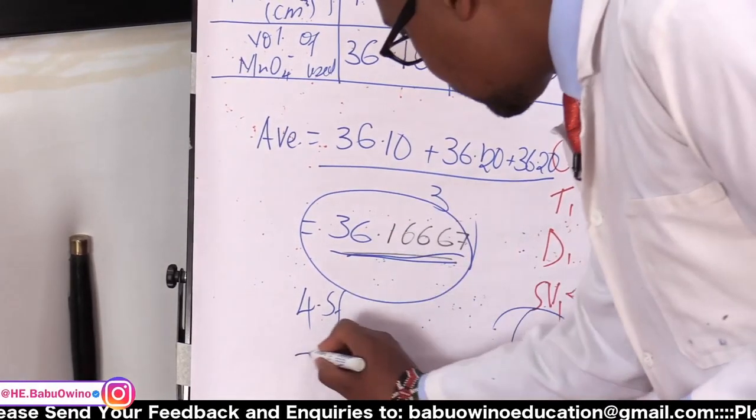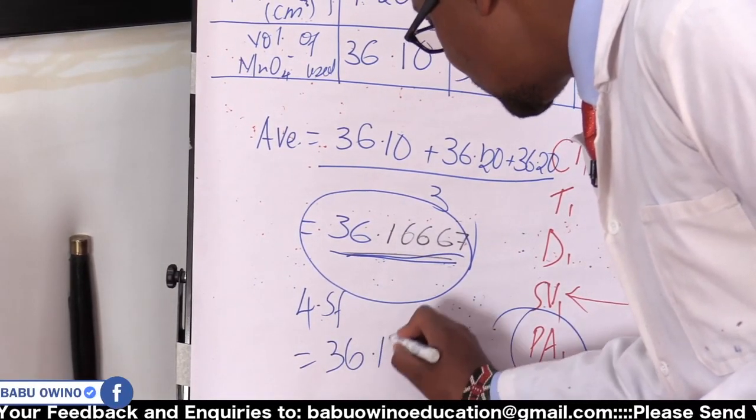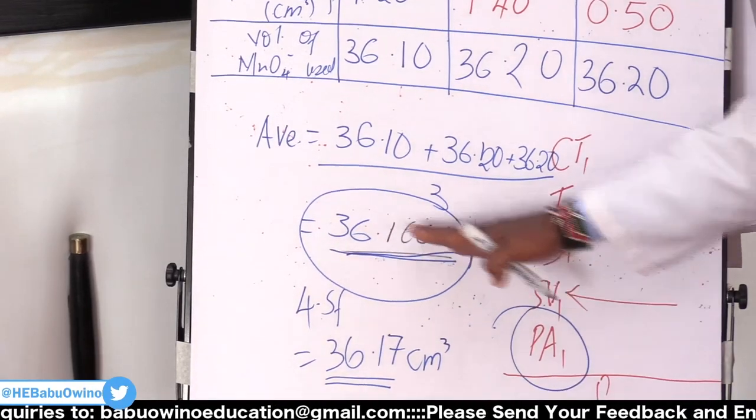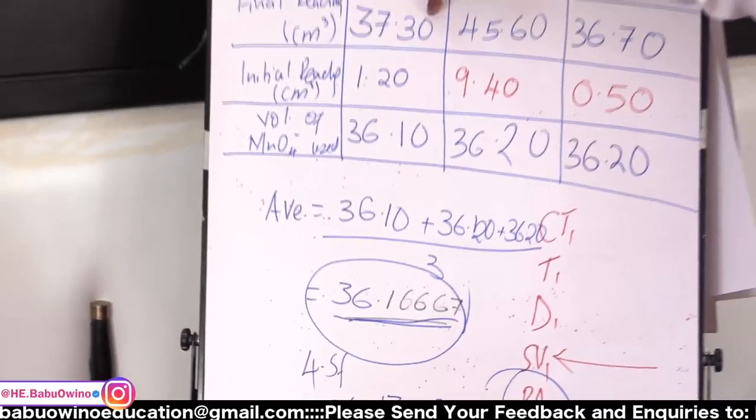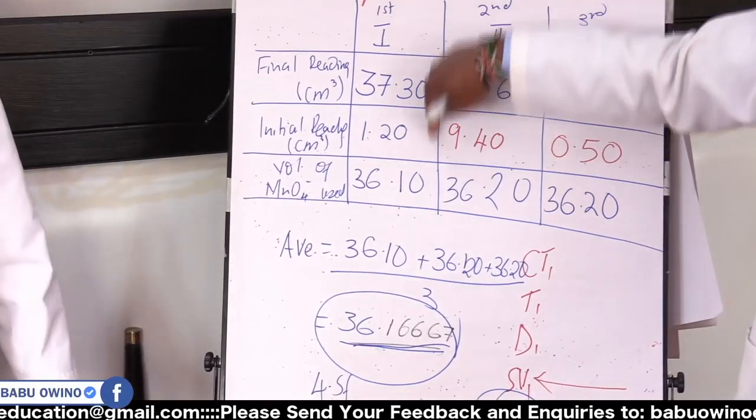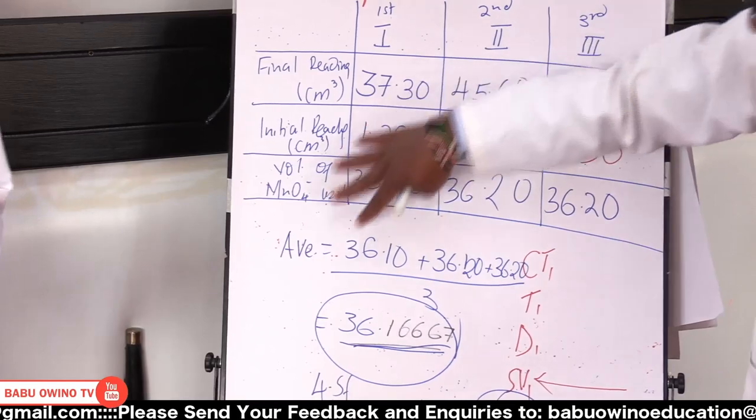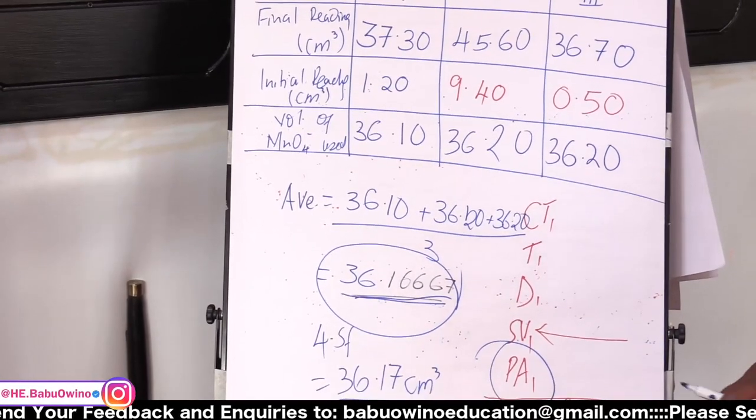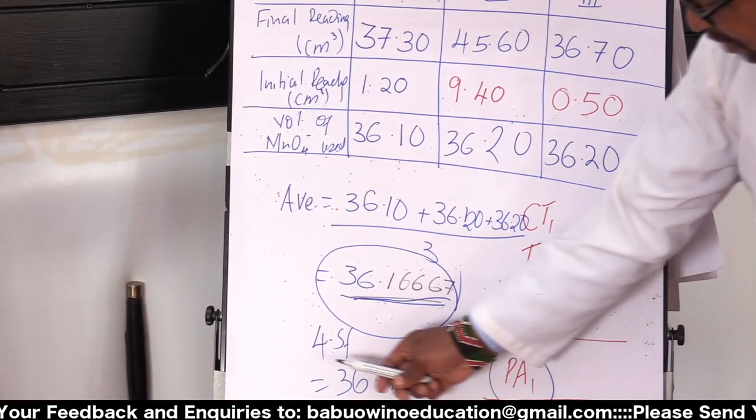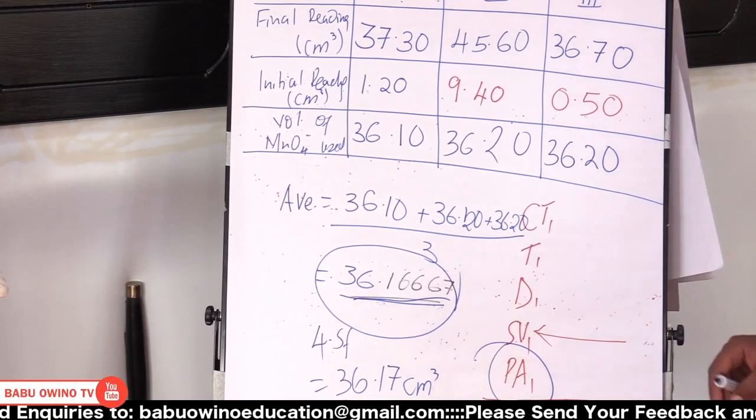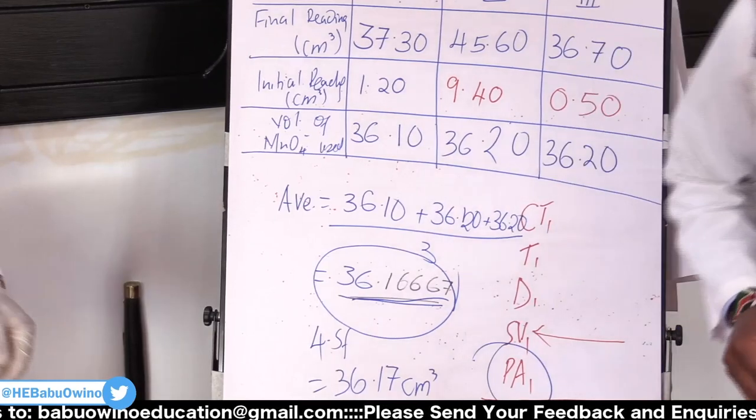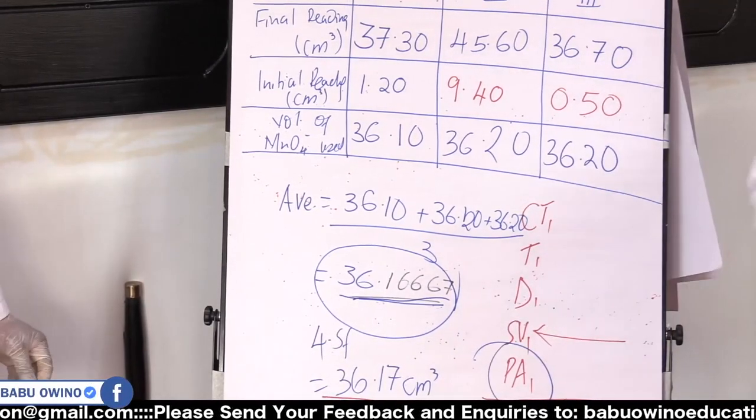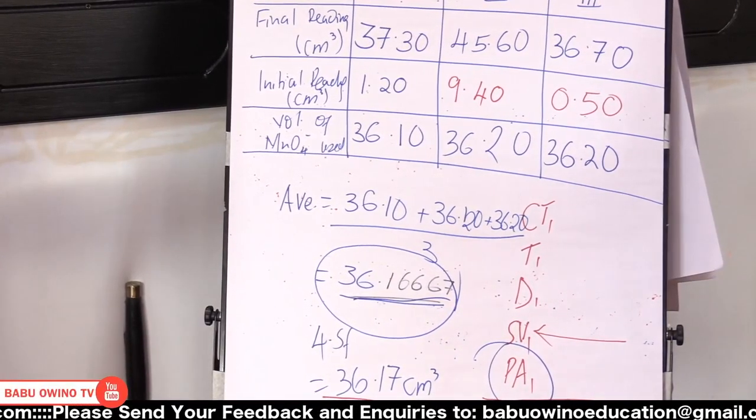Now, what do I get here? This is 36.17. Now, what does this one mean? This value, we could not have the second decimal place being anything other than a 5 or a 0. However, after working out the average of the 3 by dividing by 3, we got 36.166 recurring. So how do we record? In this case, we are going to record 36.17. And this is the volume you're going to use for our calculations.